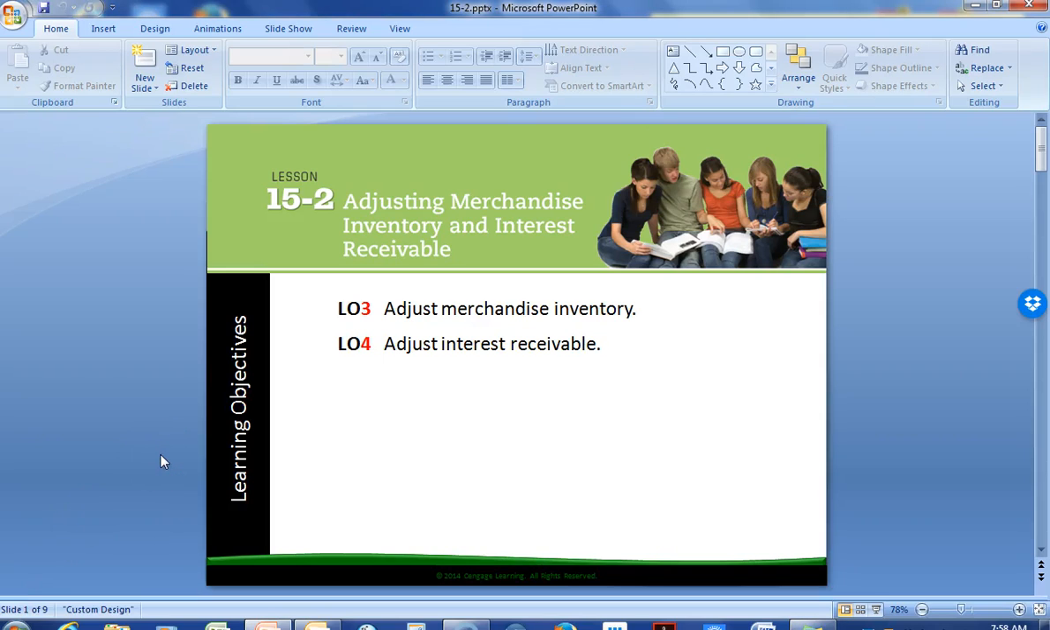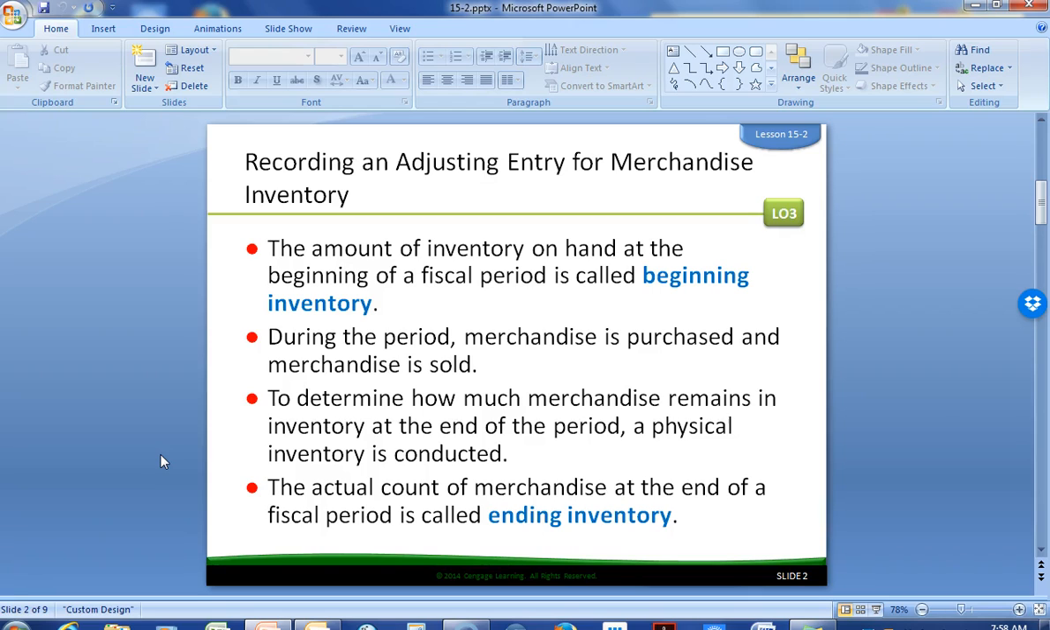All right, lesson 15.2, adjusting merchandise inventory and interest receivable. So let's just get into merchandise inventory first. 3 Green uses the periodic inventory method.